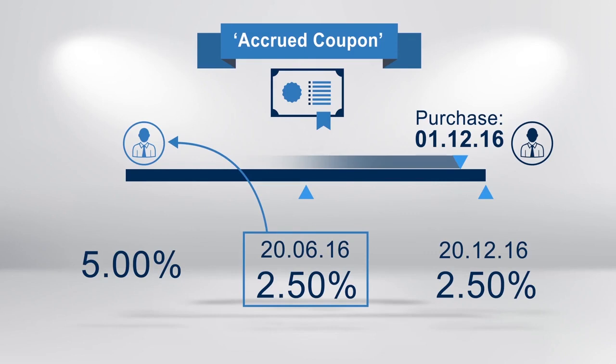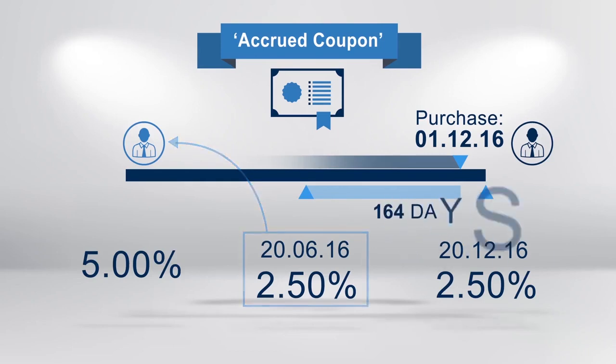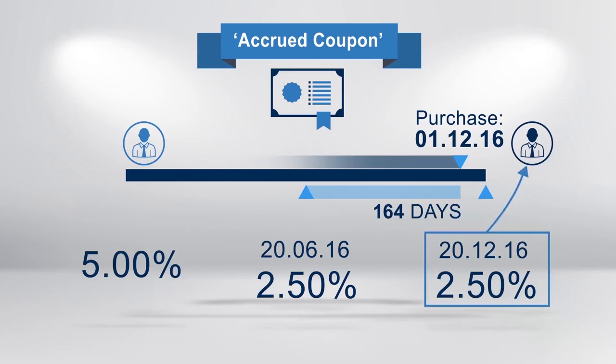The previous owner of the bond was still holding the bond and earning the coupon for the period from the 20th of June, the date that the last coupon was paid, until the 1st of December, when they sold the bond to us. That's 164 days, but the whole of the next coupon for 2.5% will be paid to us as the new owners of the bond on the 20th of December, even though we will have owned the bond for only 19 days, from the 1st of December until the 20th. Therefore, we owe the previous owner 164 days worth of coupon, and they will expect to receive it.